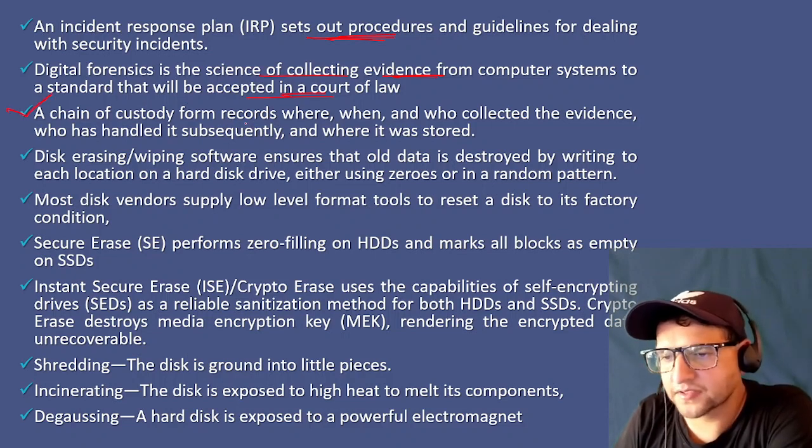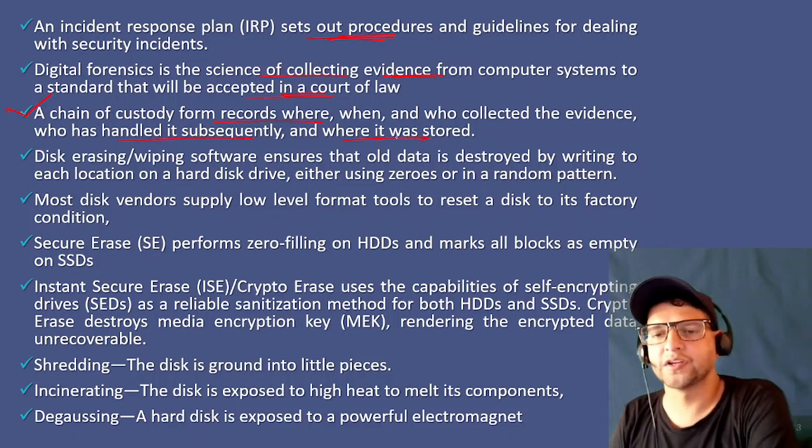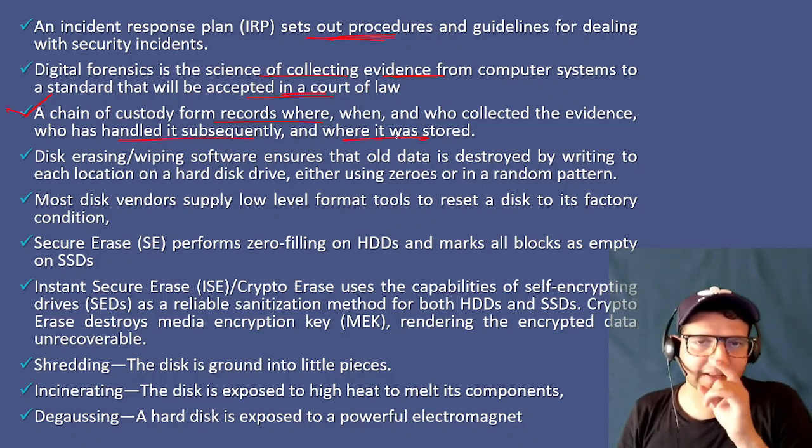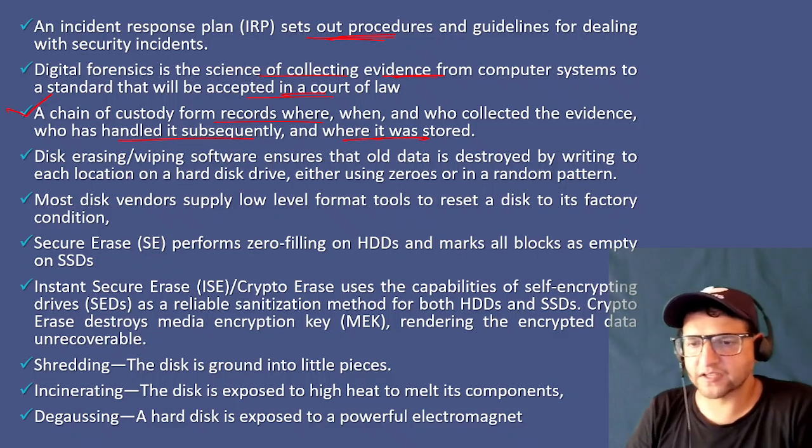A chain of custody form records where, when, and who collected the evidence, who has handled it subsequently, and where it was stored. So please remember this: who handled the evidence, why they handled it, when they handled it. So this is the chain of custody in forensic investigation.